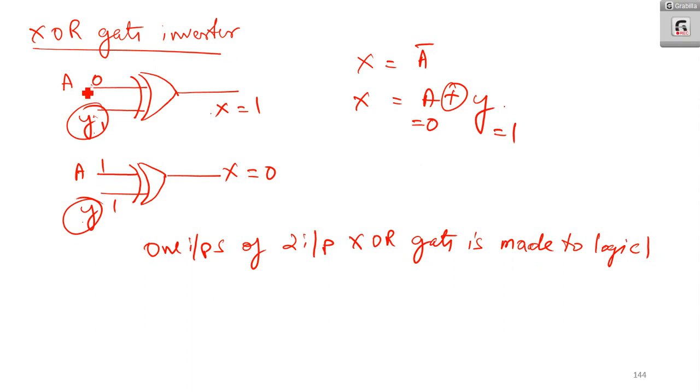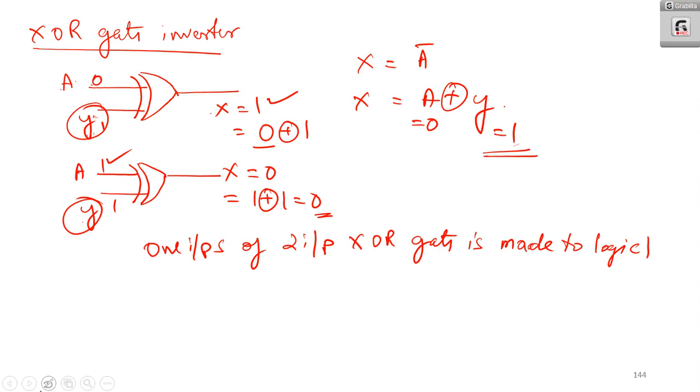In the first case, X is equal to A XOR Y. When A is equal to 0 and Y is equal to 1, you get X equal to 1. Again, when A is equal to 1 and Y remains 1, this is 1 XOR 1, which is 0. So this 1 is the complement of this 0, and this 0 is the complement of this 1. That is how you can use XOR as an inverter. X is equal to A XOR Y, and Y should always remain as 1. That is how the XOR gate acts as an inverter circuit.